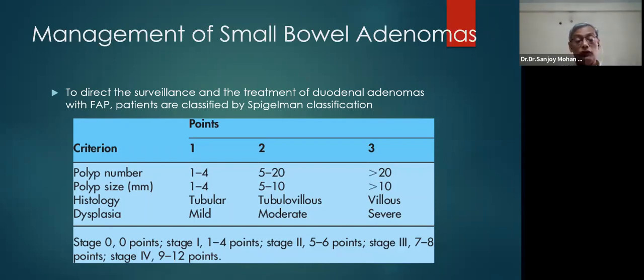The polyp size: 1 to 4 millimeters is 1, 5 to 10 is 2, and more than 10 is 3. Histology is scored accordingly, so if you add them up, the total points come to a maximum of 12. Stage 0 is 0 points, stage 1 is 1 to 4 points, stage 2 is 5 to 6 points, stage 3 is 7 to 8 points, and stage 4 is 9 to 12.